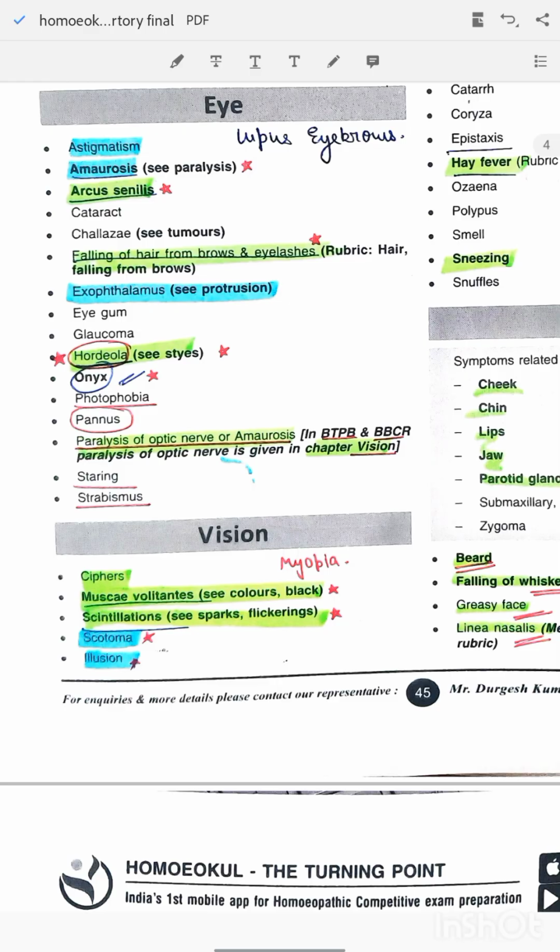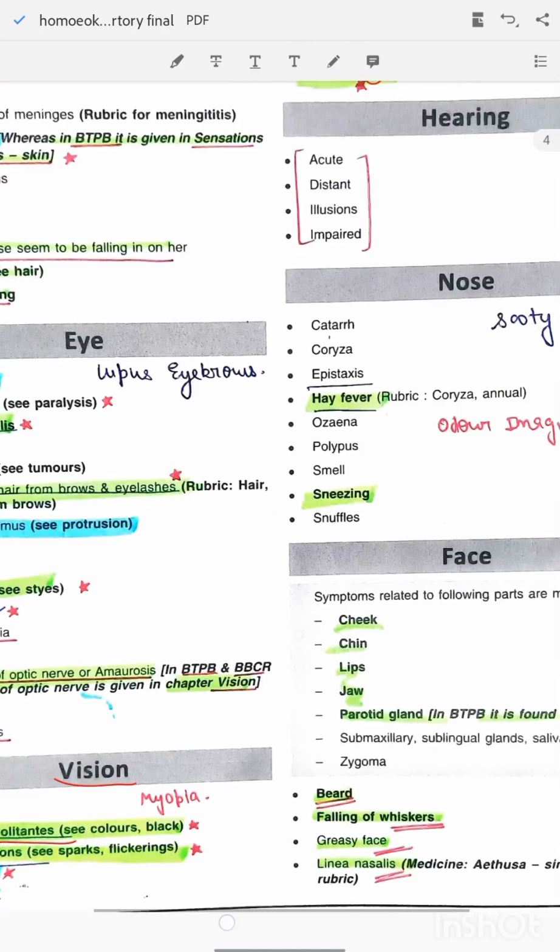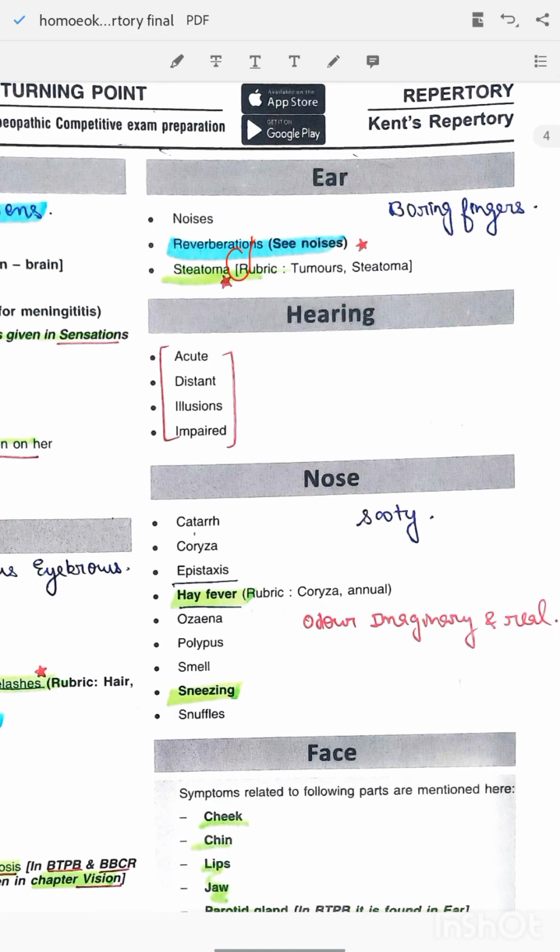In vision, you will get muscae volitantes, that is, there would be somewhat black spots. Then sparks and flickering, we have medical term as scintillations, scotoma and illusions. In ear, here we have noises, perforation and steatoma, that is tumor.